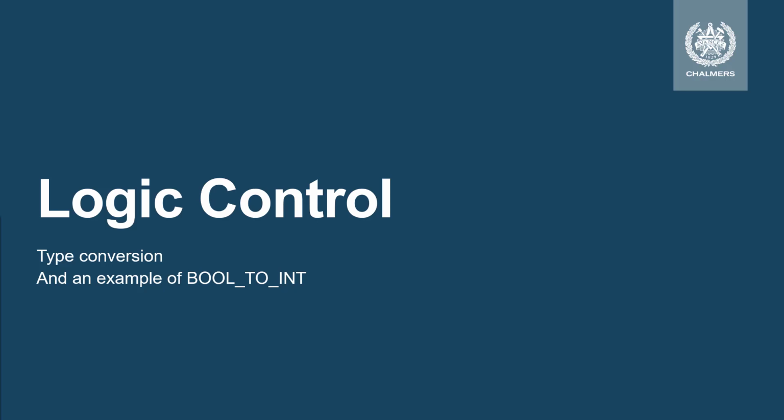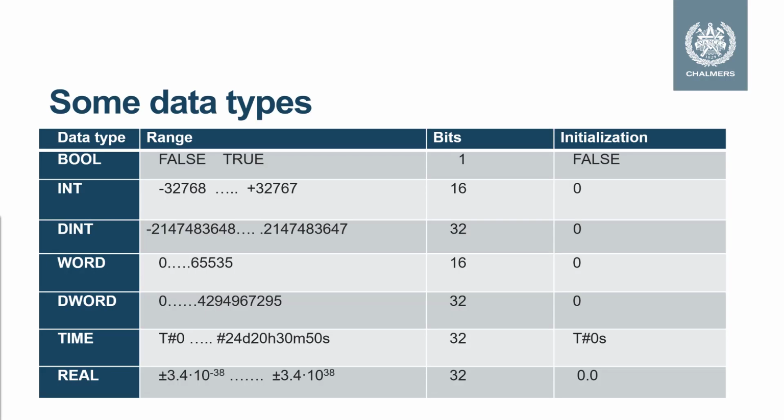Now we have used different types of blocks and function blocks, and the one block remaining is the type conversion block. I will show that in this film, and the film also contains an example in Codesys of type conversion. In the previous film, I showed the data types we can use. This is a list of some data types, there are more.